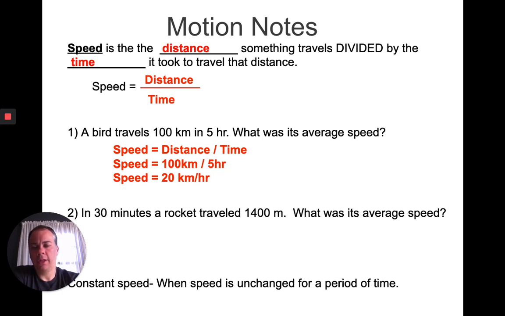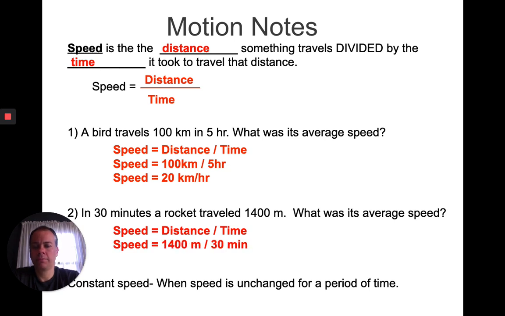So again, I'd like you to start with your formula. Speed equals distance over time. Substitute in your variables. The distance in this case is 1,400 meters. The time is 30 minutes. Do our math, and get our answer of 46.7 meters per minute. And pay attention to your units here. Make sure you get them correct.